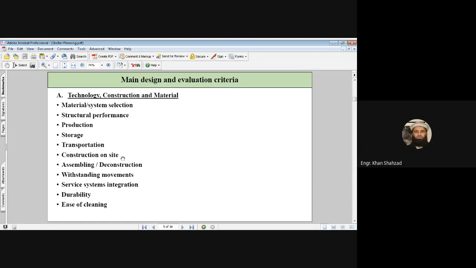Then construction on site. Now you have transported these materials, you have stored these materials, you have each and everything. Then how will you assemble or construct these shelters or these buildings on site? Then assembly and deconstruction: normally we are trying to supply prefabricated materials, so that they can be assembled on site and converted into shelters. Then if you are deconstructing, you are going to reassemble this, or remove all the parts again, and then shift it to another place.